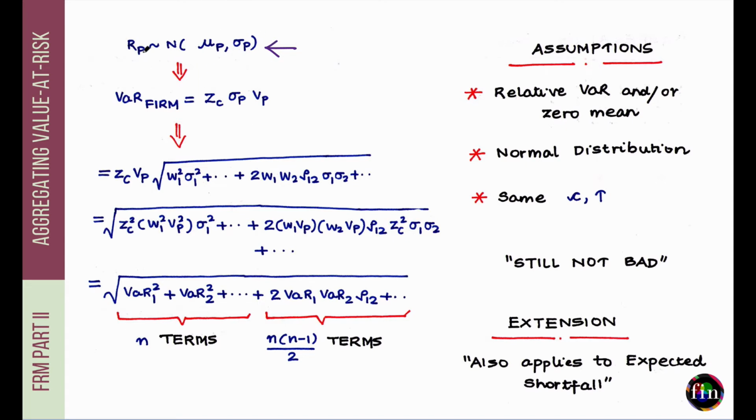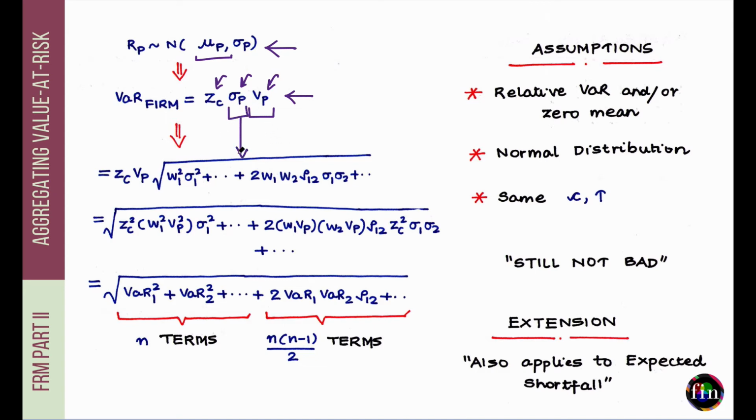Based on this RP, I can very quickly arrive at the firm-wide VaR, and that simply is the ZC corresponding to the chosen confidence level, times the portfolio volatility, times the total valuation VP. Okay. Now, this sigma P is what we will replace with its formula. Again, in writing down this VaR, I am assuming it's a relative VaR, or you can say it's a VaR assuming that the mean is close to 0. Okay. So if I replace this sigma P with its expression, then my formula becomes this.